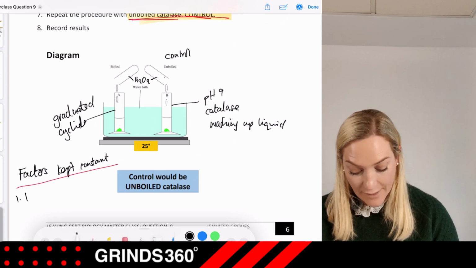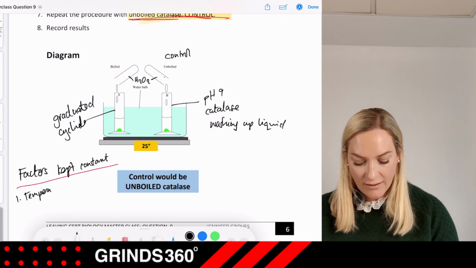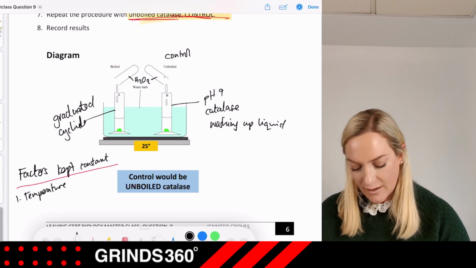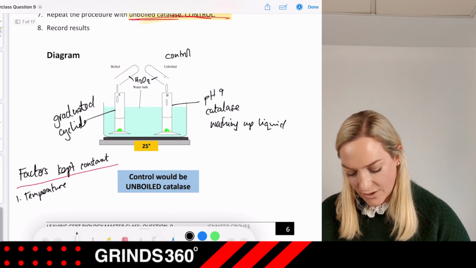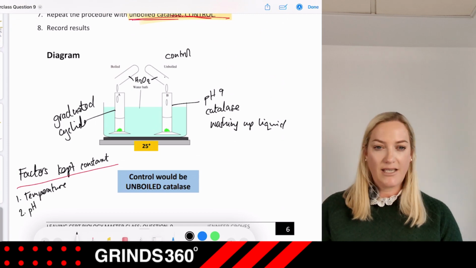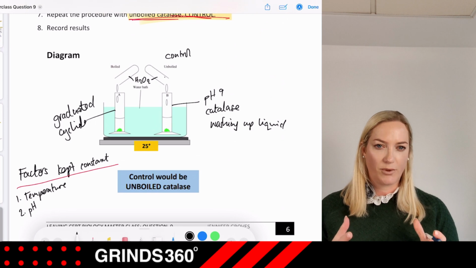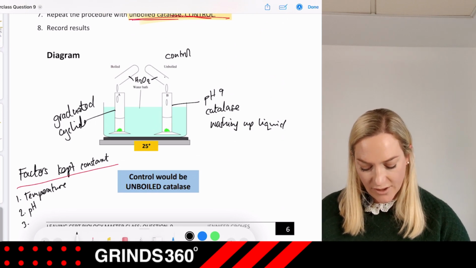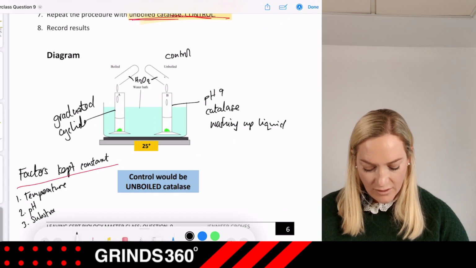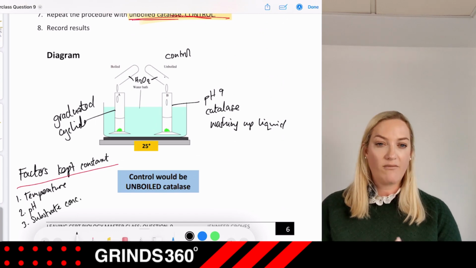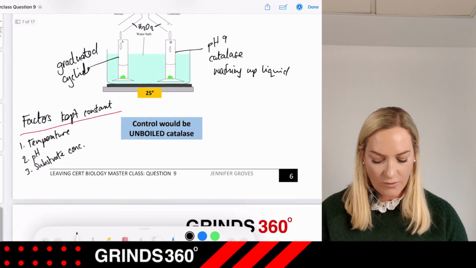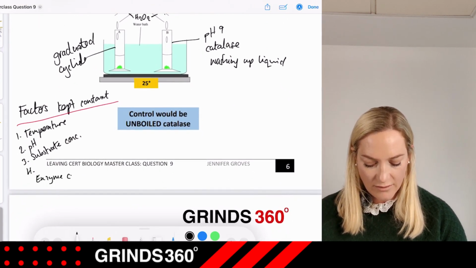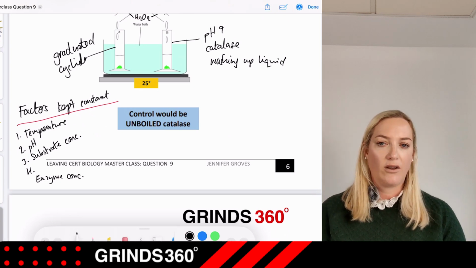First off, we have temperature. Temperature is kept constant as we're using a water bath set to 25 degrees. pH is kept constant as we're using pH buffer 9. Substrate concentration, we're using the same volume of hydrogen peroxide. And the fourth, enzyme concentration, we're using the same volume of the enzyme catalase.